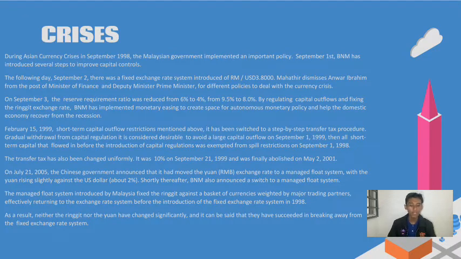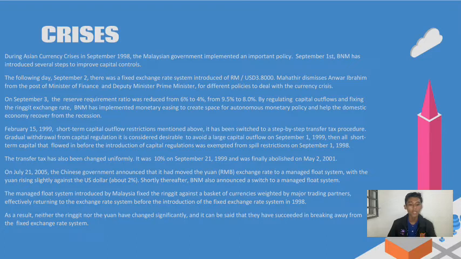On 3rd September, the reserve requirement ratio was reduced from 6% to 4%, and from 9.5% to 8%, by regulating capital outflow and fixing the ringgit exchange rate. BNM implemented monetary easing to create space for autonomous monetary policy and help the domestic economy recover from the recession.